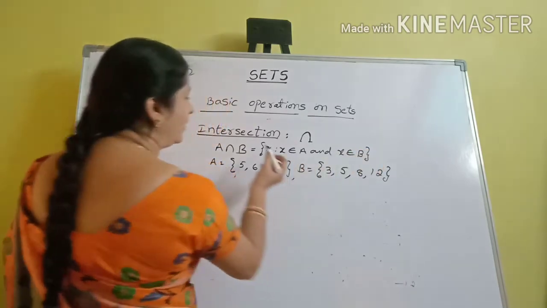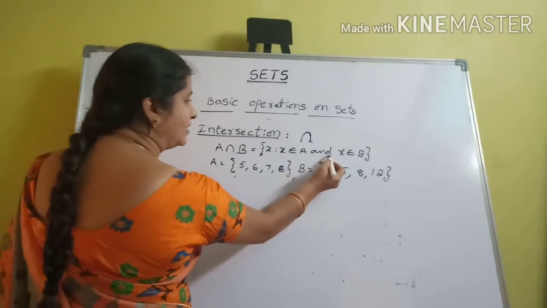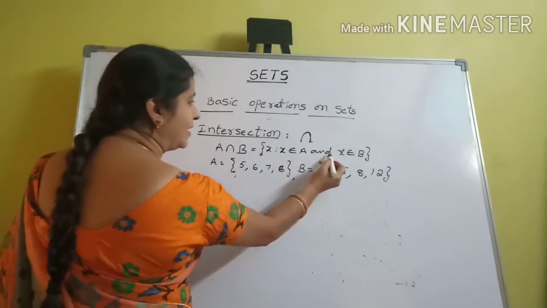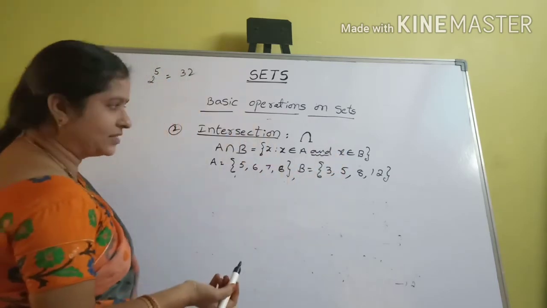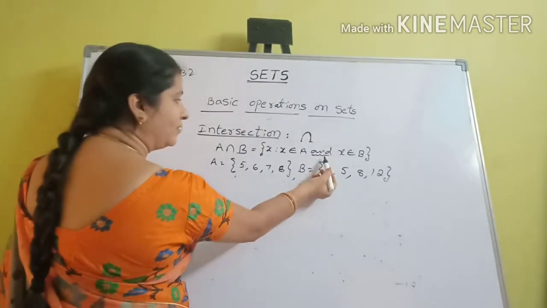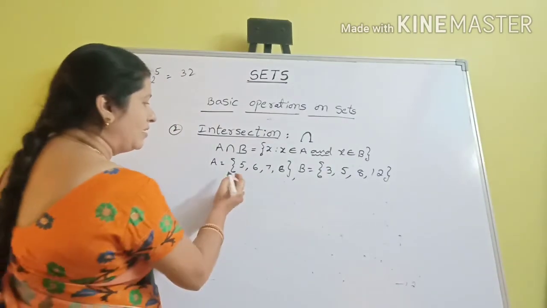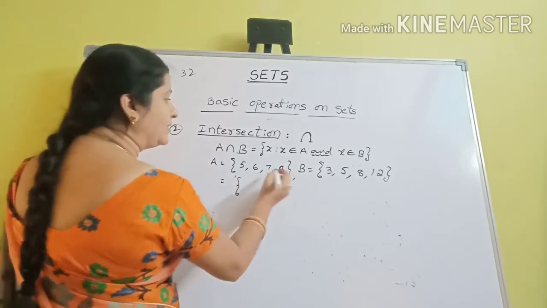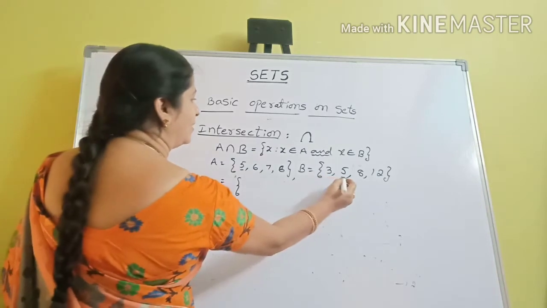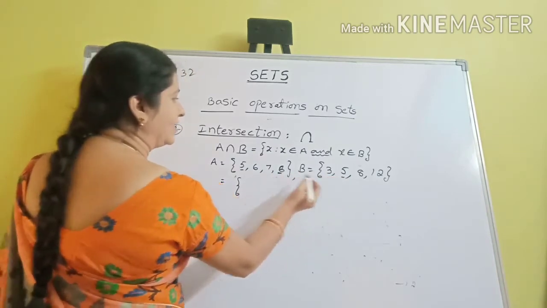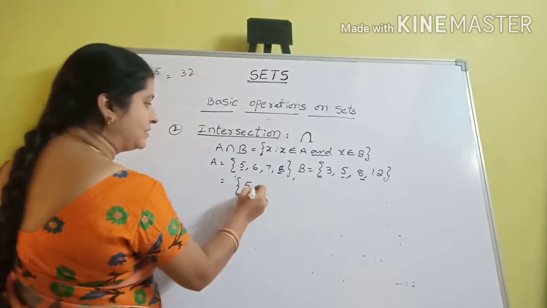What is the difference between union and intersection? In the union, here there is or. In the intersection, here there is and. Okay, that is the difference between union and intersection. Why have you taken and here? So A intersection B means, what are the common elements in these two sets? 5 is common here and 8 is common here. So we only have to write the common elements in this set.